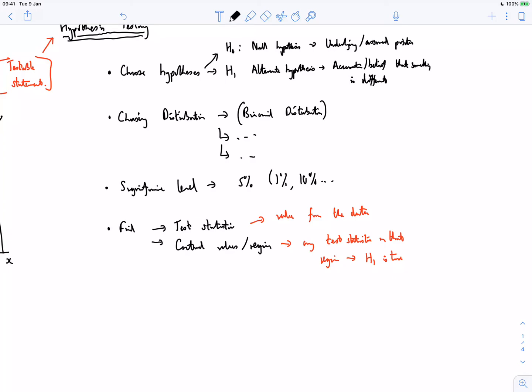Now, when we start talking about the power and size of the test, you'll realise why there's a trade-off between having a high level of significance and lowering the efficacy of the test, and similarly having a low level of significance and just generally messing things up.